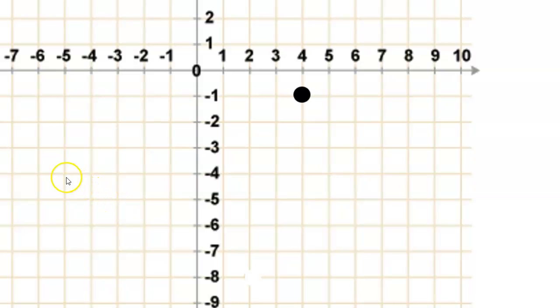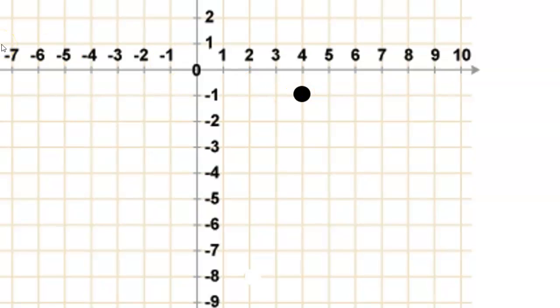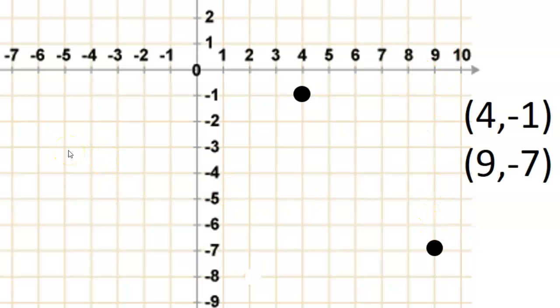Coordinates for that one. Notice from the origin, we go 4 to the right and 1 down. So that's 4, negative 1. From the origin, 9 to the right and 7 down. That's 9, negative 7. Other one, from the origin, 6 to the right and 5 down.